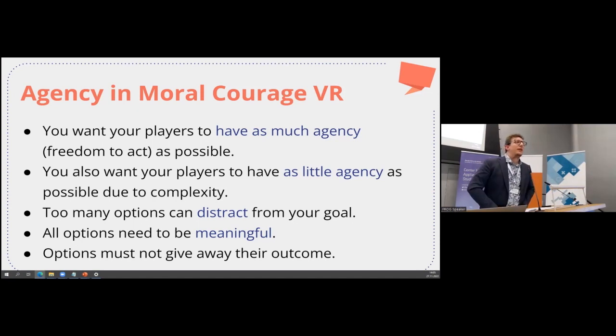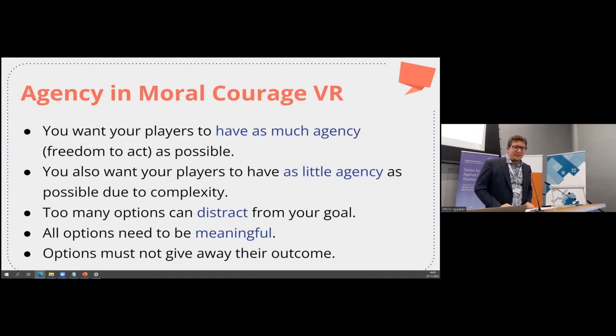Whole thing really, really complicated. So you get a lot of branching narratives, a lot of branches here. And too many options can simply distract your players from your goal. If it gets too complicated, too many micro options, they will lose track of what you were trying to tell them. And of course, all options also need to be meaningful. It doesn't help if you have options that are just placeholders or scenarios like, I don't know, stand there and talk to your neighbor or something, if that doesn't help what you're trying to achieve.